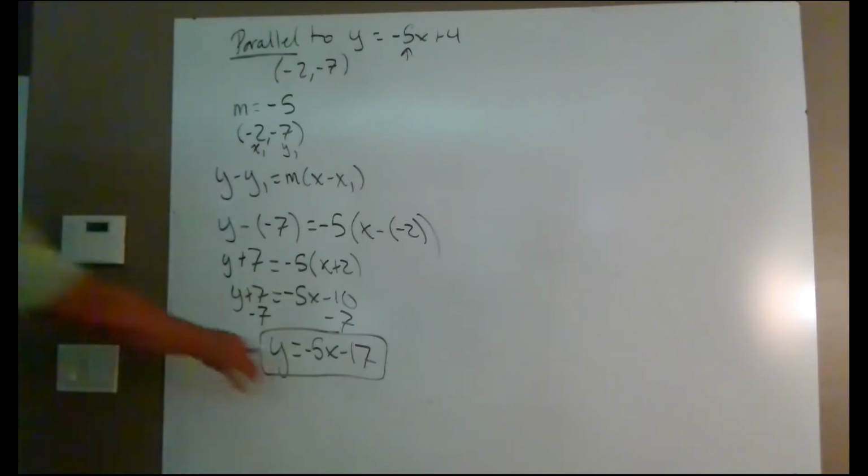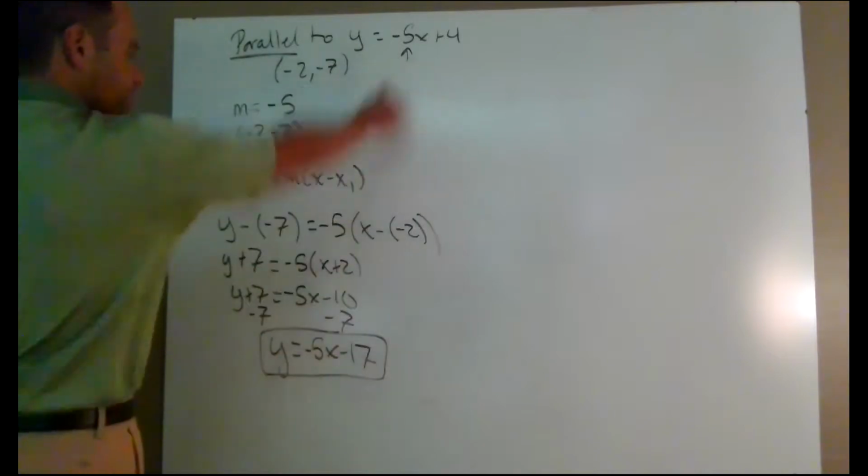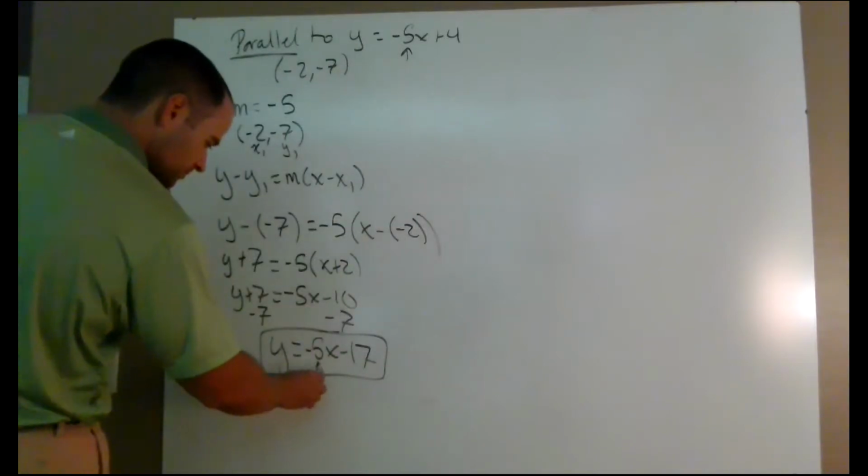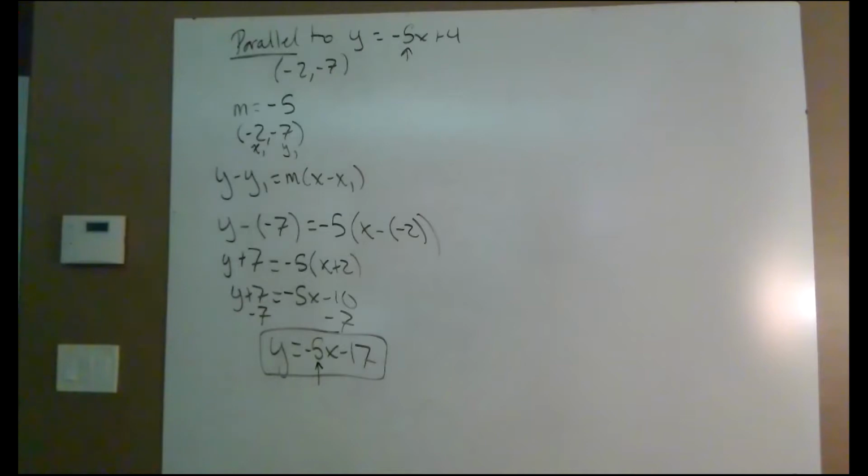So I take a look at these two lines. I know they're parallel because they have the same slope. So those two lines are parallel. This one will go through the point negative 2, negative 7.